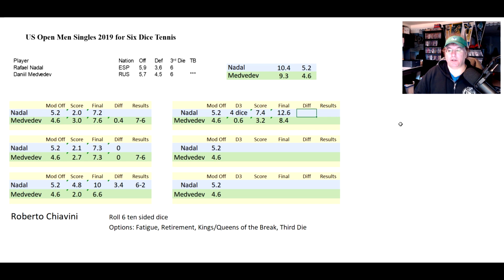So that differential looks like it's going to be 4.2. If we go back to our chart here, a 4.2 would be a 6-1 set win for Nadal. So that's kind of how you factor in the D3 dice here. Again, you could factor in the fatigue if you wanted to. After the third set, you roll a die, and on a 0 to 1, the player suffers fatigue, and he or she can only roll 4 dice instead of 6.